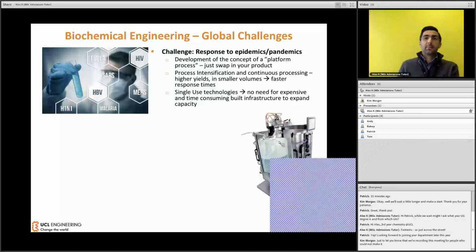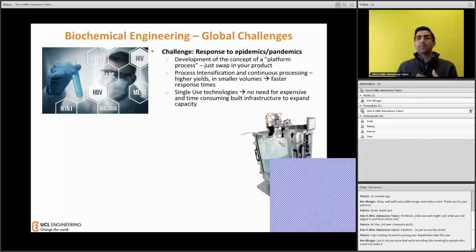The way, or some of the ways biochemical engineers have contributed to addressing these problems is development of the concept of platform processes, where we have an established process, a validated process that has all the regulatory approvals, and it's just a matter of swapping in the appropriate genes for the product we're trying to manufacture. Another very important technology that has made a breakthrough in the past maybe 10 years, I would say, is single-use technology. So, this is very useful when we want to rapidly expand our manufacturing capacity.